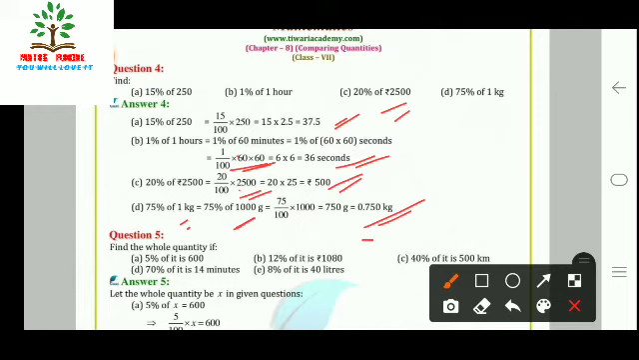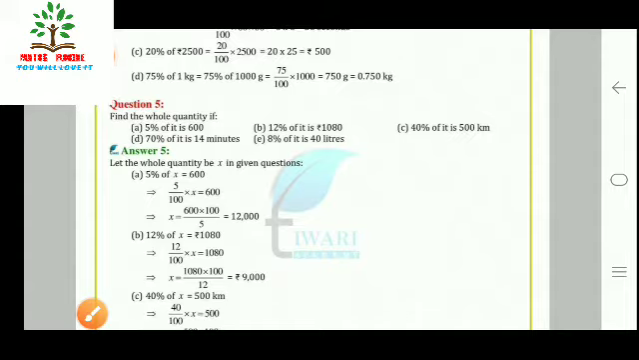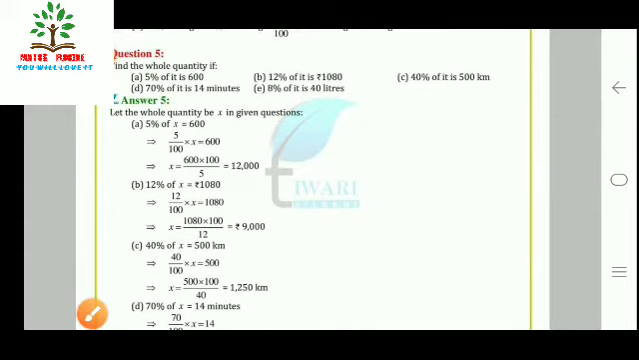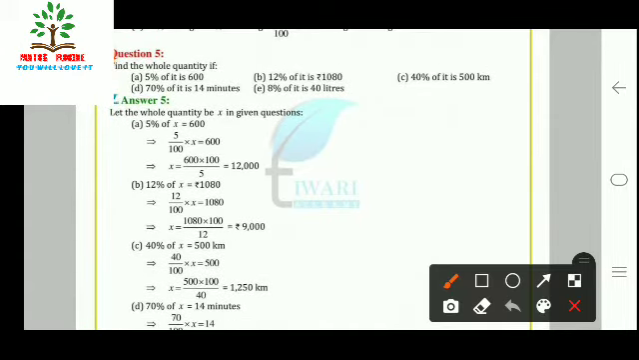Then question number 5. Find the whole quantity if: look at this question very carefully. It is given 5% of it is 600. So let the quantity be x. So 5% of x is equal to 600, as you all know the cross multiplication method. So 5% means 5/100 into x is equal to 600. On solving this, we'll get x is equal to 12,000.